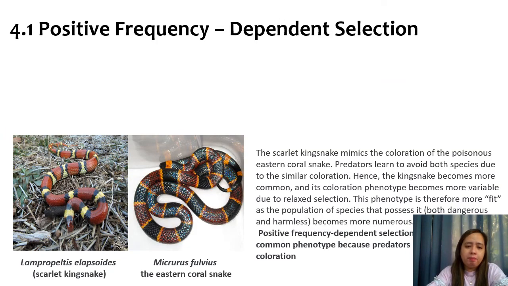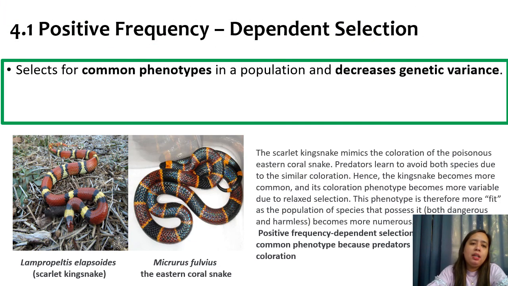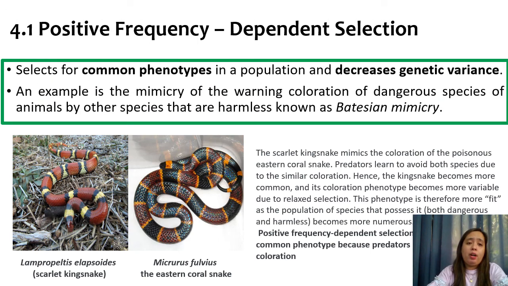Let's talk about positive frequency dependent selection. Here it selects for common phenotypes in the population, and because it selects the common, the usual phenotype, it decreases the genetic variance. So an example is the mimicry of the warning coloration of a dangerous species by other species that are harmless, which is known as Batesian mimicry.